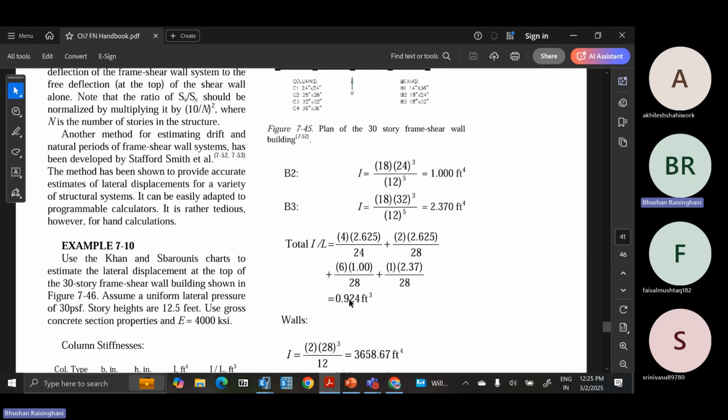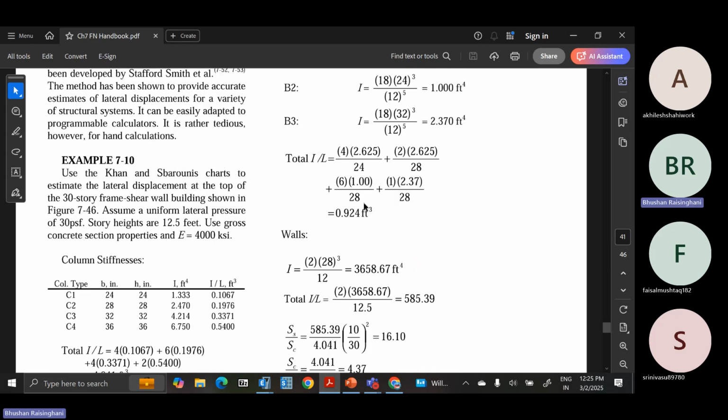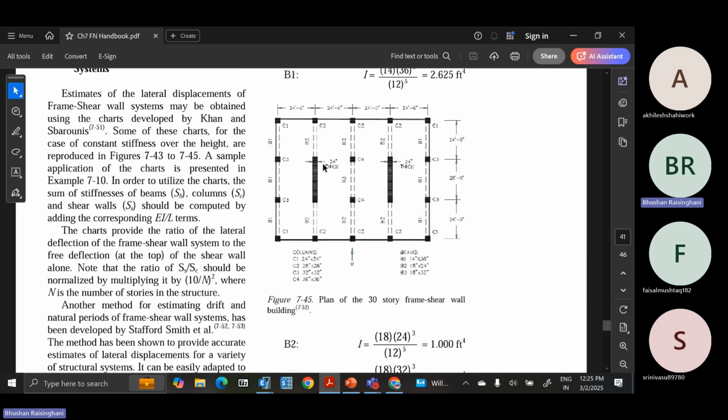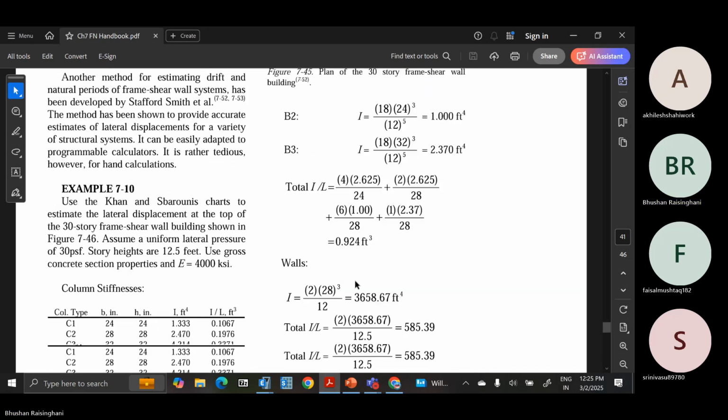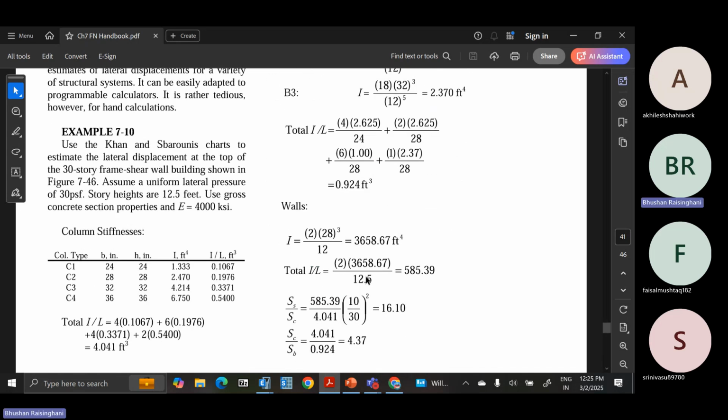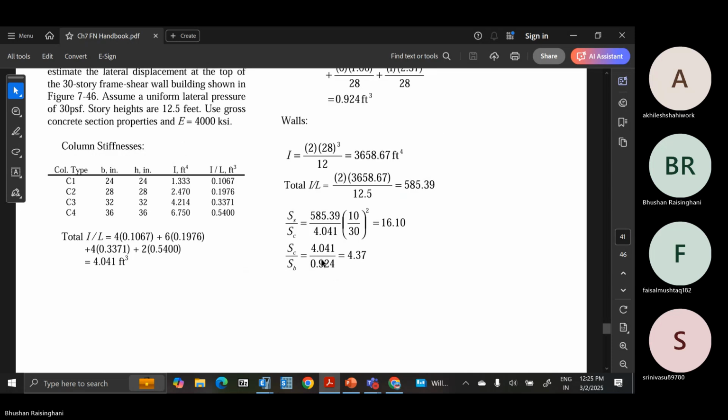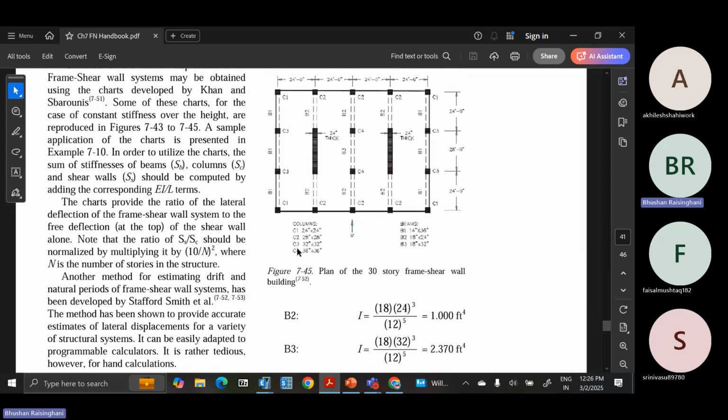So I by L for columns, I by L for beams, and I of the shear wall is also bd cube by 12. So 2 into 28 cube by 12. So this total is 28. 2 into 28 cube by 12. And you get I by L of this particular. So 2 times of this. So 2 shear walls are there. Now Ss upon Sc is your I by L divided by 4. So this formula, from where it is given.